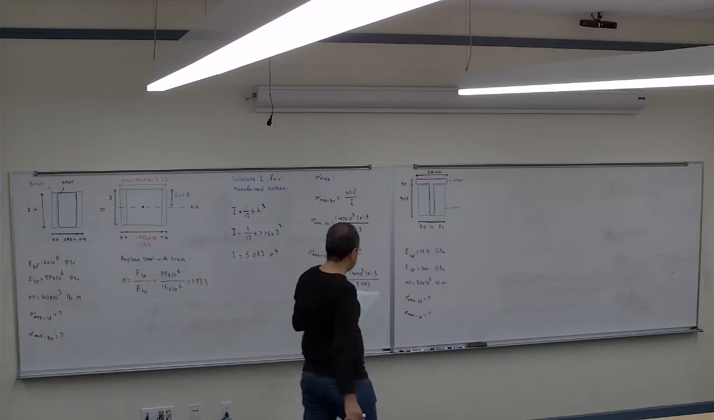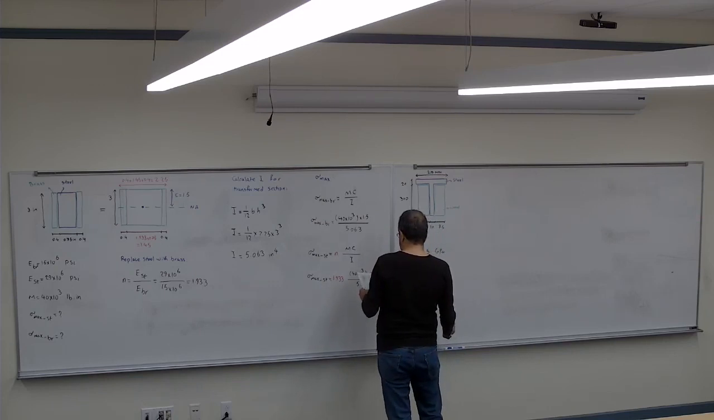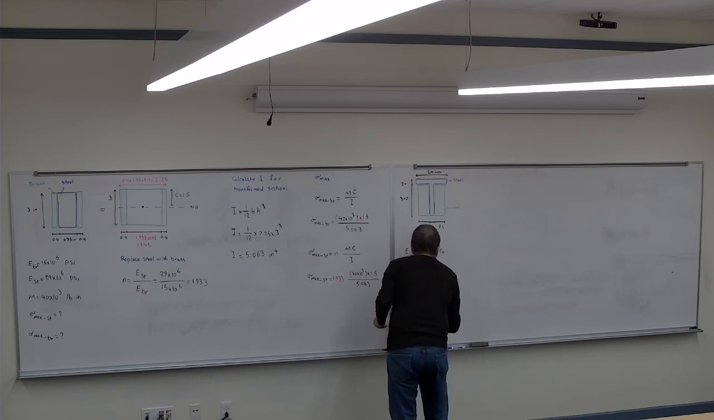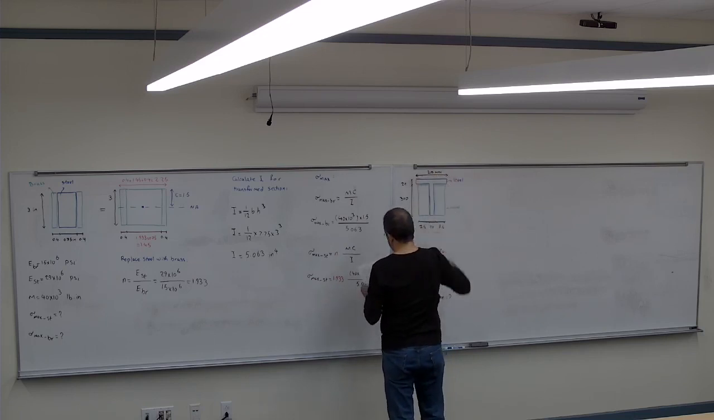Oh, it doesn't want the sigma for the steel. The maximum stress in the wood and the stress in the steel. So sigma in the steel, sigma in steel at the top surface. So what's in the top surface? I want to know what's the maximum stress in the wood and what's the stress at the top surface of the steel.